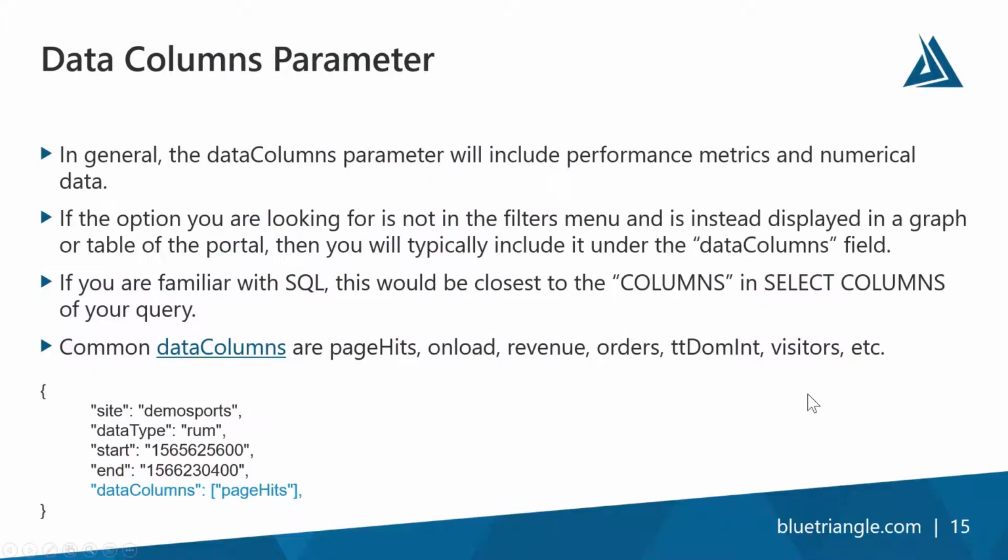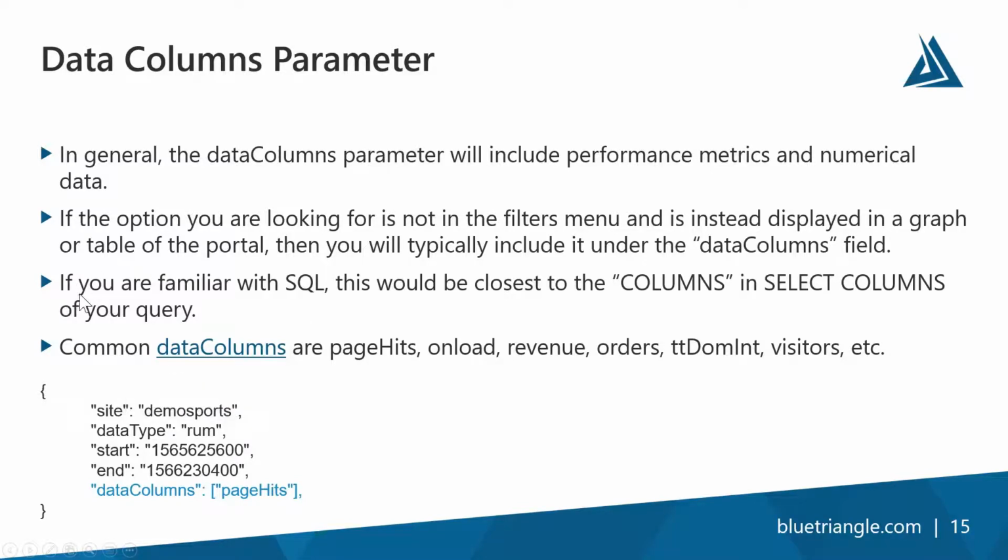All right, so moving on to data columns. The data columns parameter usually includes the performance metrics, any numerical data. So if the piece of data you're looking for isn't in the filters menu, and instead it's actually on the graph or a table, then chances are it's going to be included in the data columns field. And this link here will take you to the data columns section in the documentation.